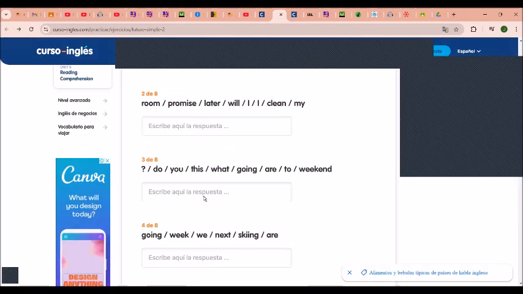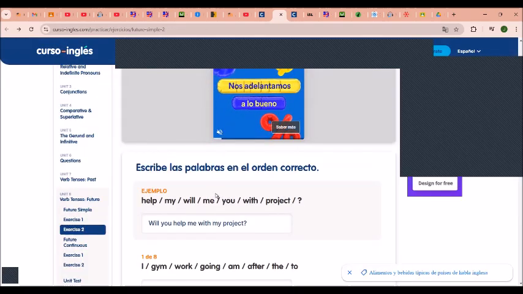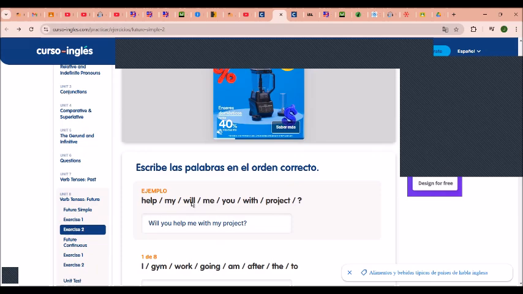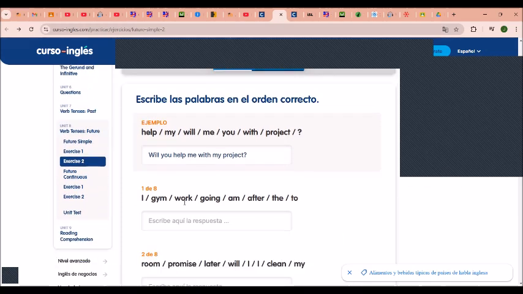If I show you some random words, can you make some sentences? Remember, the idea is to use will or to use going to. Put the words in the right order. For example, question form with will. Will you help me with my project? Fernanda, help me with going to number 1.